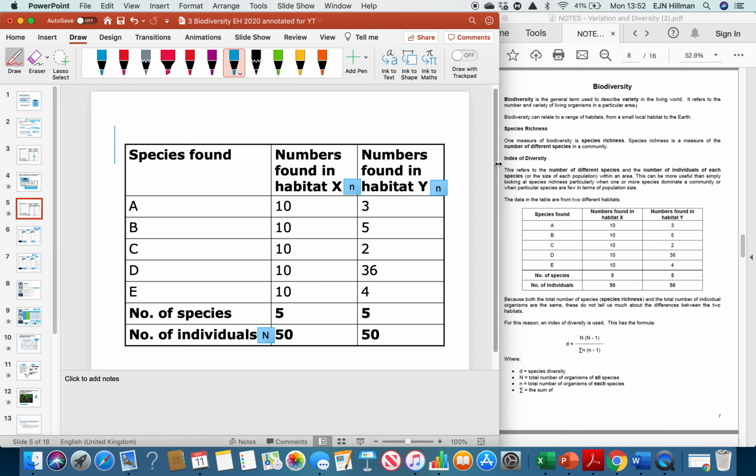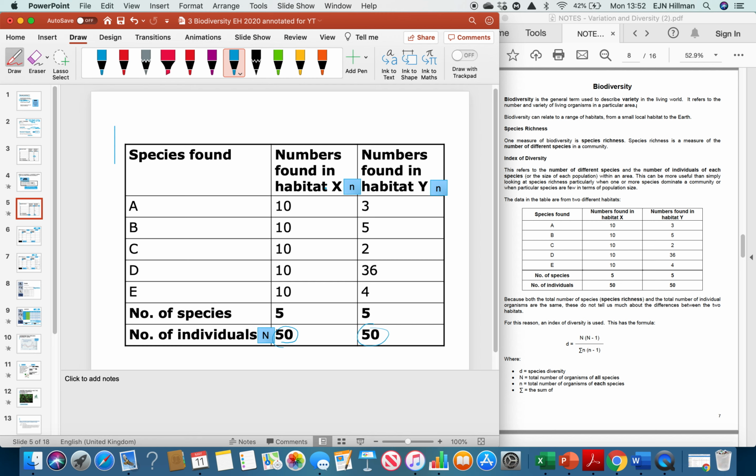Okay, so you've got this table in your notes. It's back to the one that we looked at earlier on. So we can see here the numbers found. Let's start down here, the total number of individuals. Well, there are 10 of each of these species in habitat X, so the total number, or capital N, is 50. And in fact, in habitat Y, that is 50 as well.